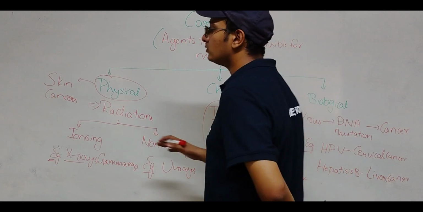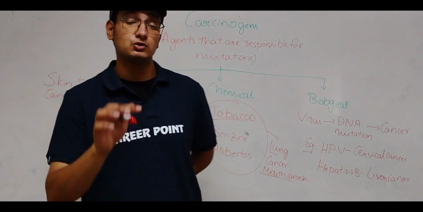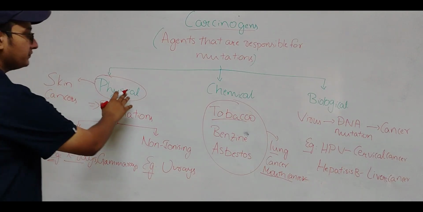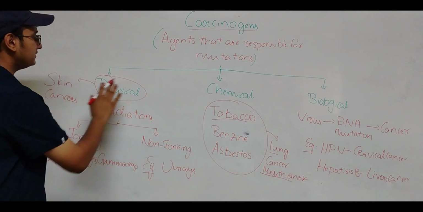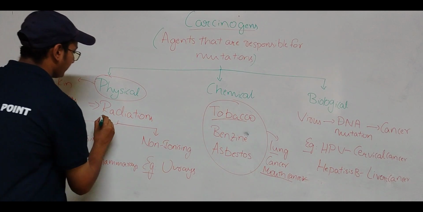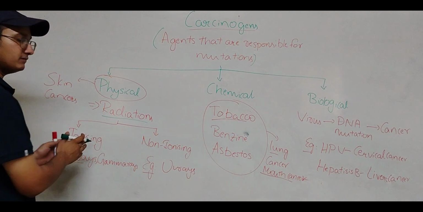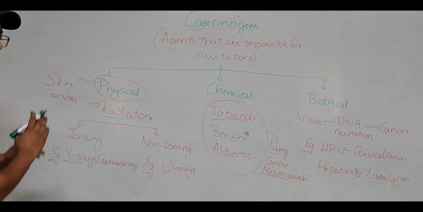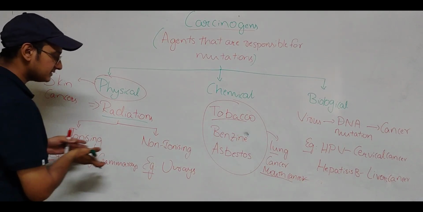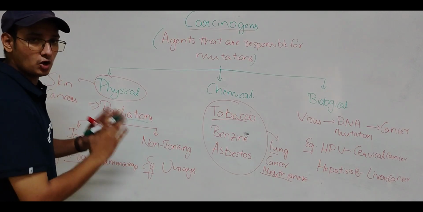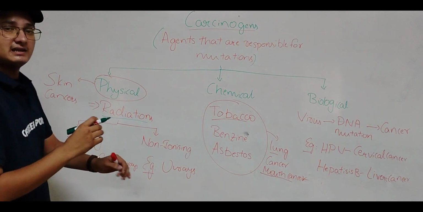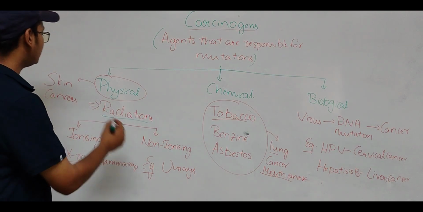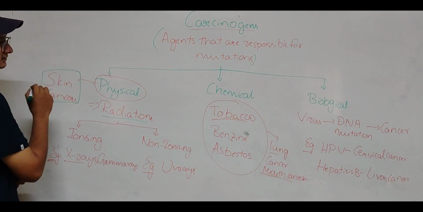So here we are discussing the agents which are responsible for cancer. Those agents are known as carcinogens, and they are divided into physical, chemical and biological. Coming to physical, we have radiations. Radiations are of two types: ionizing, which are highly energetic, and non-ionizing, which are less energetic when compared to ionizing. Ionizing includes X-rays and gamma rays, and non-ionizing includes UV rays. On repeated exposure, these might alter the DNA, and this leads to the formation of skin cancers.